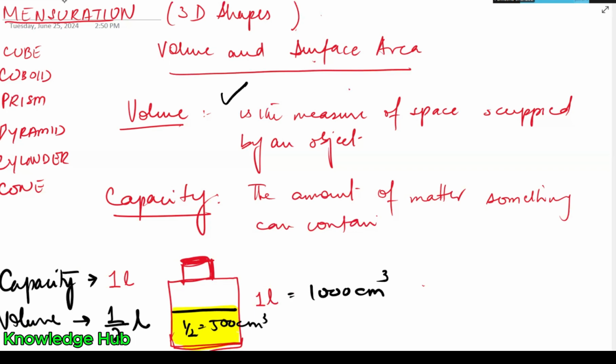So volume is the amount of liquid present in an object. That is half liter. And capacity is the maximum, the amount of matter something can contain. So the capacity of this bottle is 1 liter, but the volume of water right now in it is half liter. That is 500 cubic centimeters. So this is the basic difference between volume and capacity, right? In mensuration, we'll be talking about volumes and surface area.